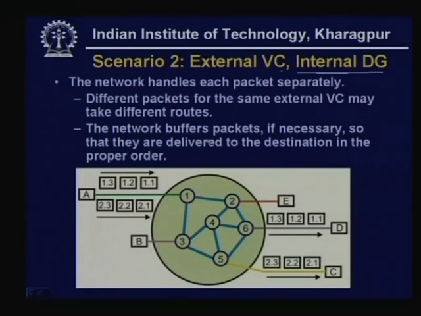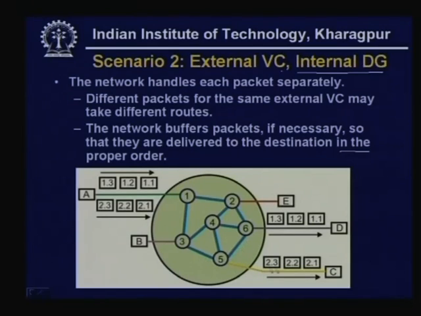However, the network buffers packets if necessary, so that they are delivered to the destination in the proper order. That means in this node these packets are buffered, although within the network they come in different sequence, and then they are delivered in order. As you can see, in the same order as sent from A, they have reached destination D: 1.1, 1.2 and 1.3, because they were stored in this node 6 and buffered here, and then ordered in the proper sequence.